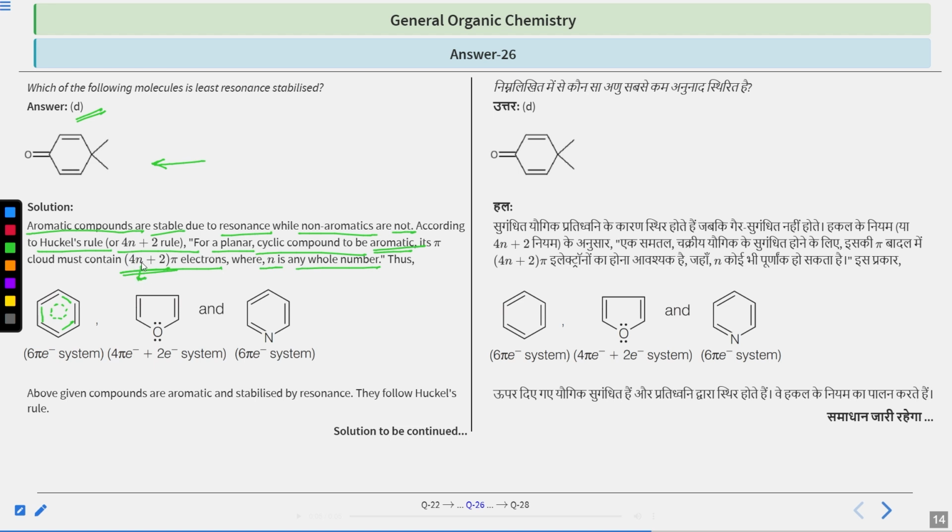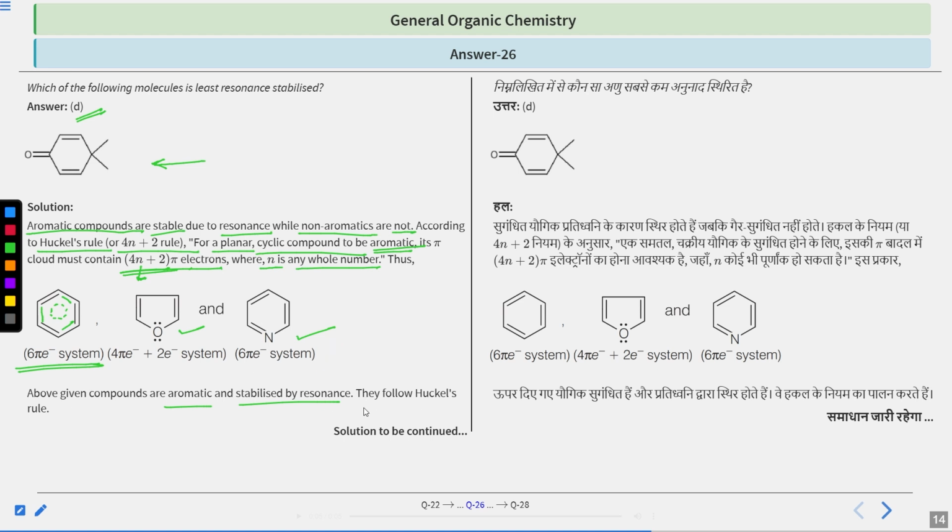Suppose n is 0, so it will be 2 pi electrons. N is 1, it will be 6 pi electrons. N is 2, it will be 10 pi electrons, right? So according to Huckel's rule, if any cyclic or planar structure wants to be aromatic, then its pi cloud must contain 4n+2 pi electrons, and n is a whole number. Thus, this 6 pi electron system, this 4 plus 2 electron system, and this 6 pi electron system, the above given compounds are aromatic and stabilized by resonance due to Huckel's rule, because they follow the 4n+2 rule, right?